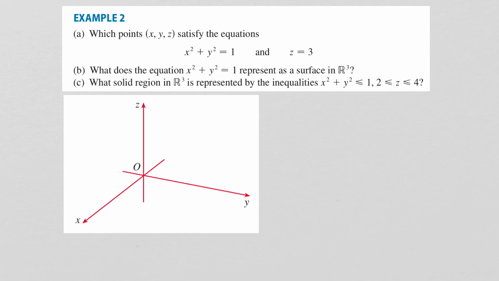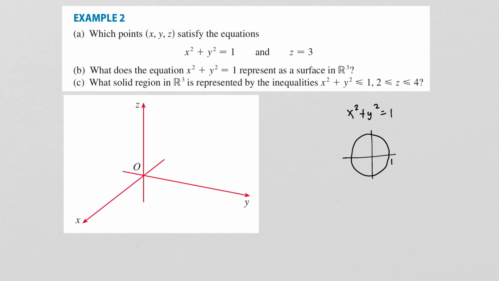Let's take a look at another example. Which points x, y, z satisfy the equations x squared plus y squared equals 1 and z equals 3? So let's remind ourselves that if we have x squared plus y squared equals 1, in two-dimensional space, this is simply the unit circle.